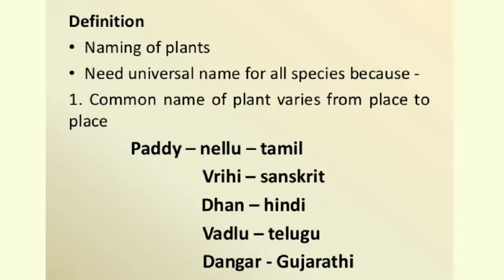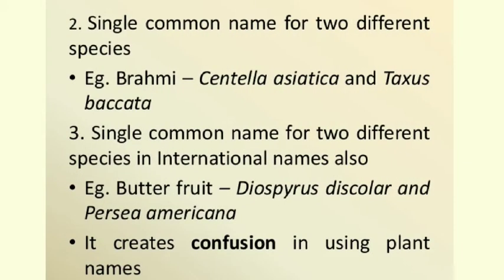If a person from one state, Karnataka, goes to another state to ask for that plant, the people will know the plant but not the name that I know. Okay, so then there may be confusion. So the common names will create confusion. Secondly, a single common name for two different species. Two plants will have one same common name.